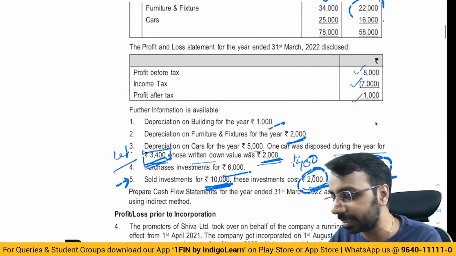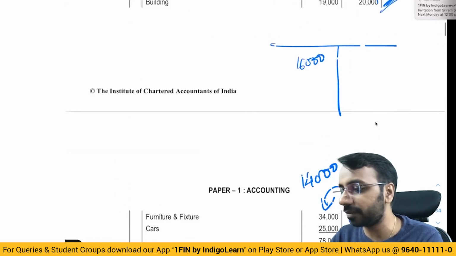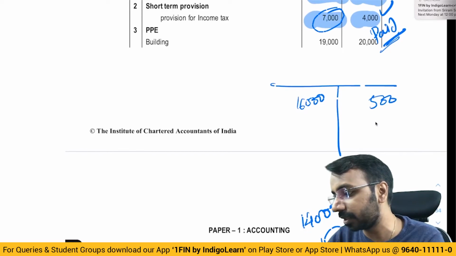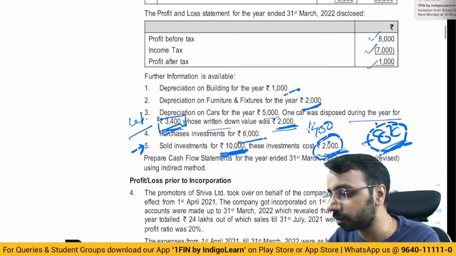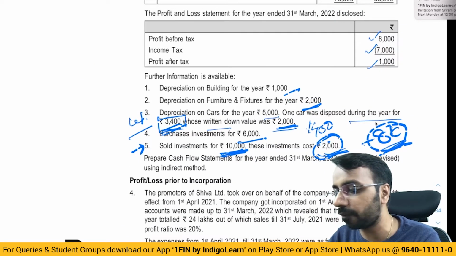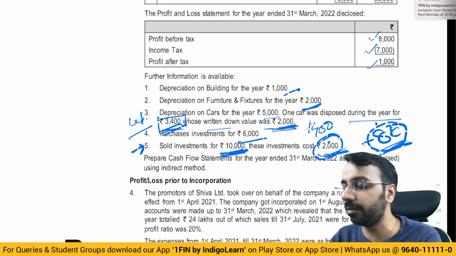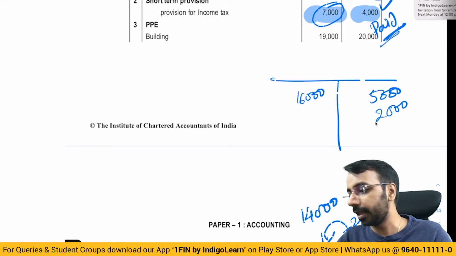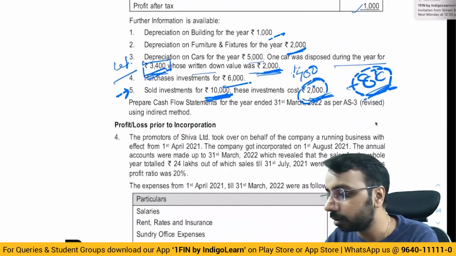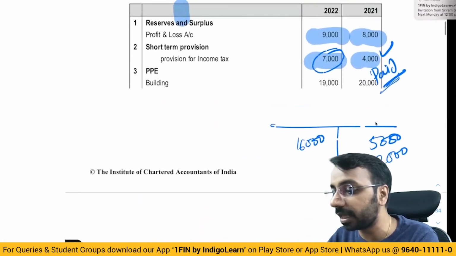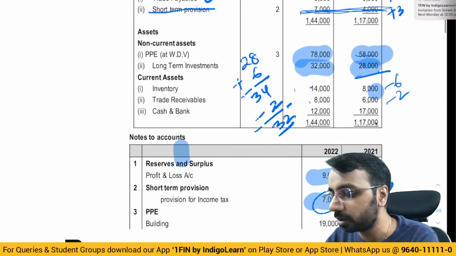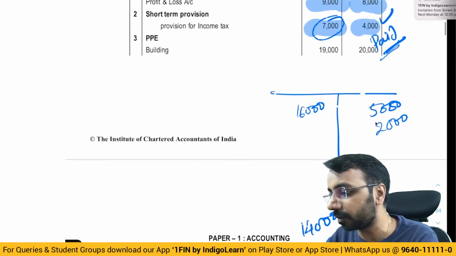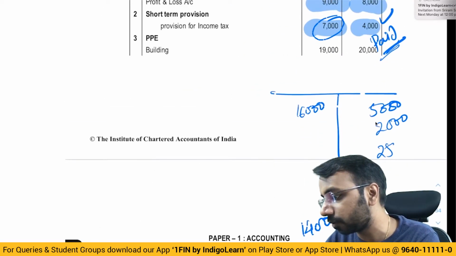Then, the question says that depreciation was 5,000. So, 5,000 of depreciation. Then, the question also says that the car was disposed of for 3,400, whose WDV was 2,000. So, the cost of car sold is 2,000, right? Then, they have not given us what is purchased, but they have given us the closing balance. Closing balance of car is 25,000. So, balance carried down is 25,000.